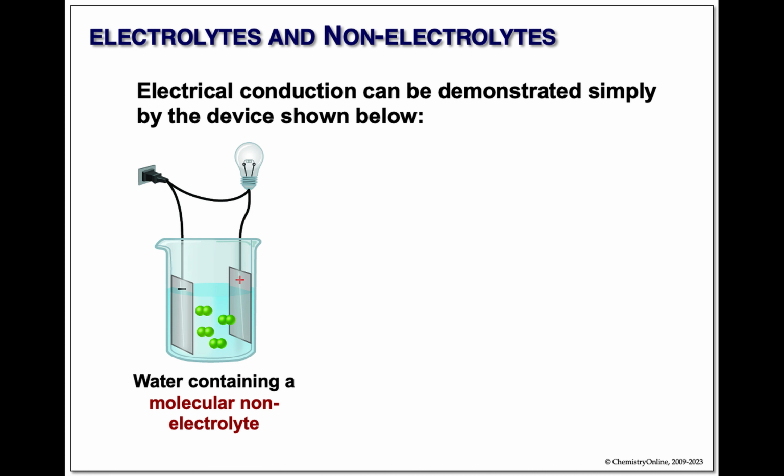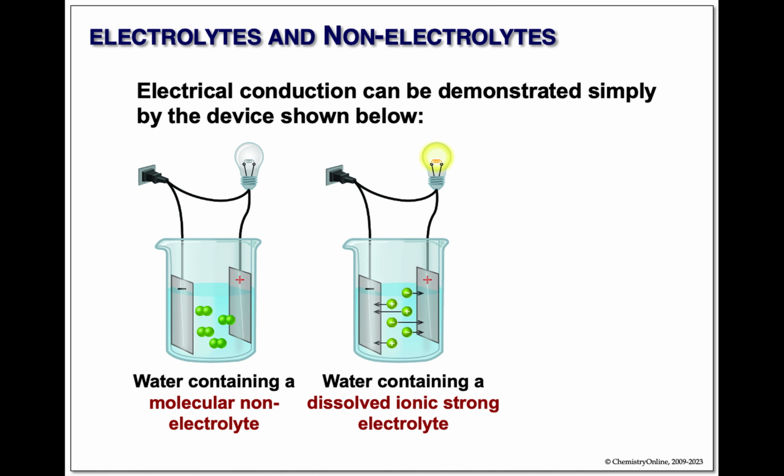If we put a different solution here, one that has ions in it, plus and minus, these will move between the plates. They will carry the electricity as they go, and you get a nice bright light.